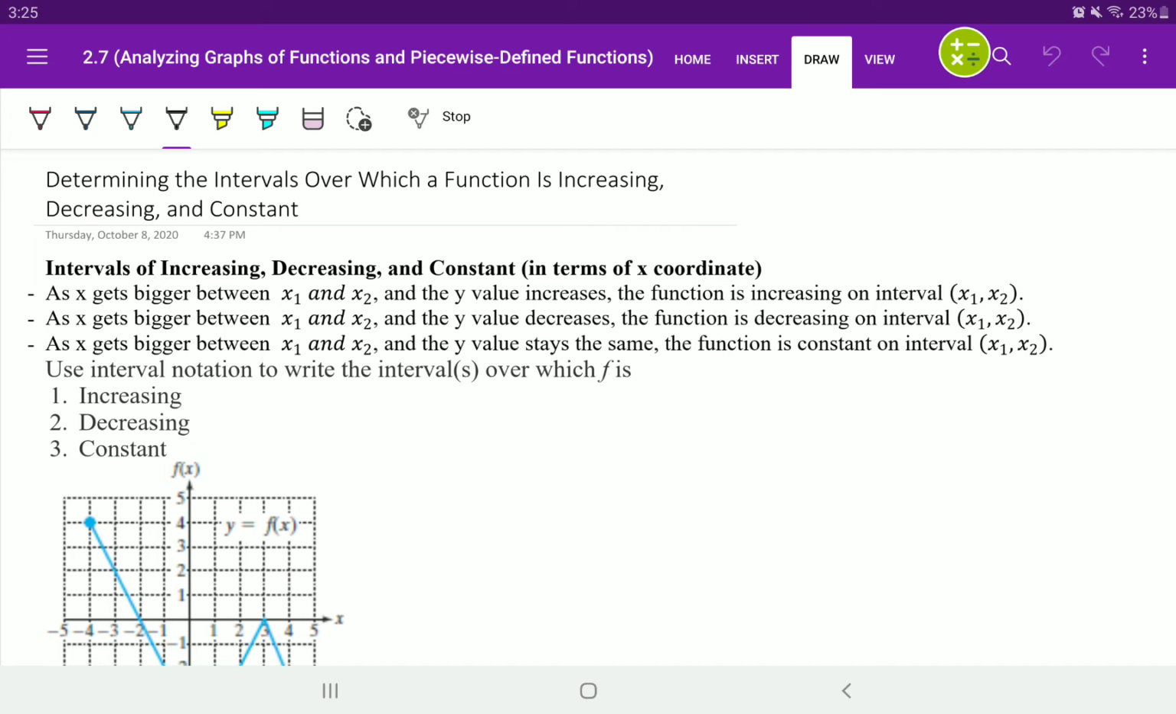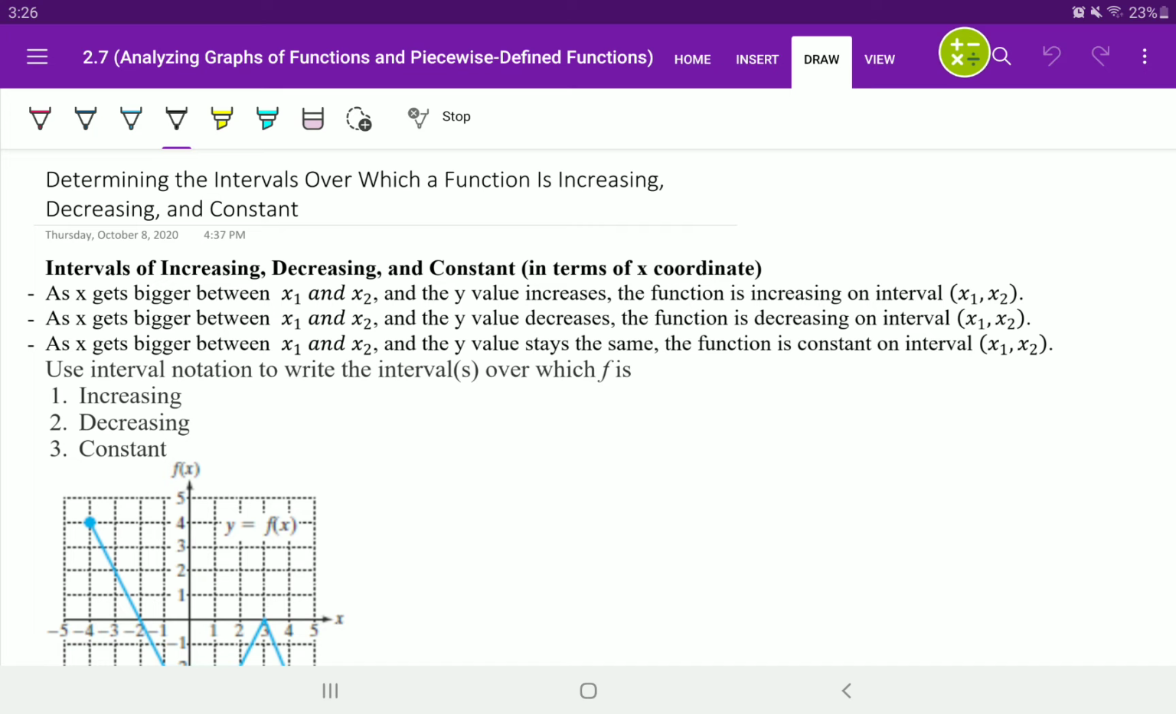So, it says, as x gets bigger between two x values, x1 and x2, and the y values increase, the function is increasing on the interval of x1 to x2. Then it says, as x gets bigger between x1 and x2, and the y values decrease, the function is decreasing on the interval of x1 to x2. And the last one, as x gets bigger between x1 and x2, and the y value stays the same, the function is constant on the interval of x1 to x2.